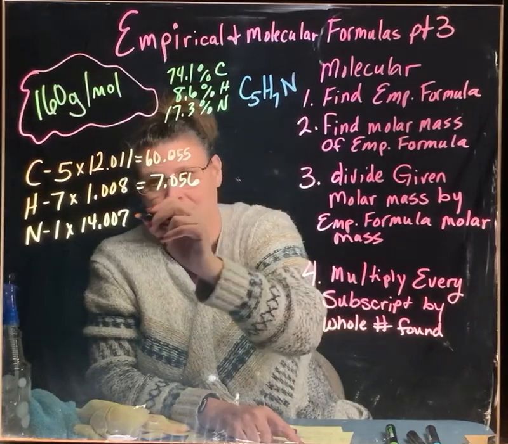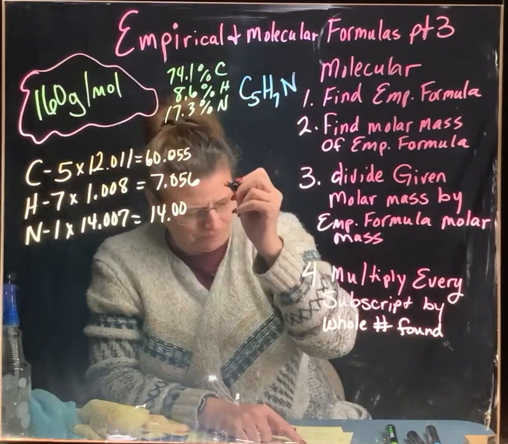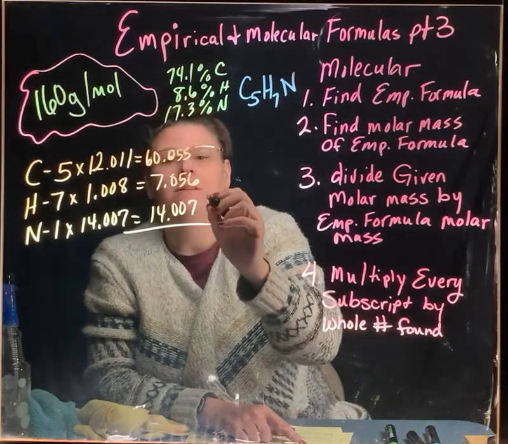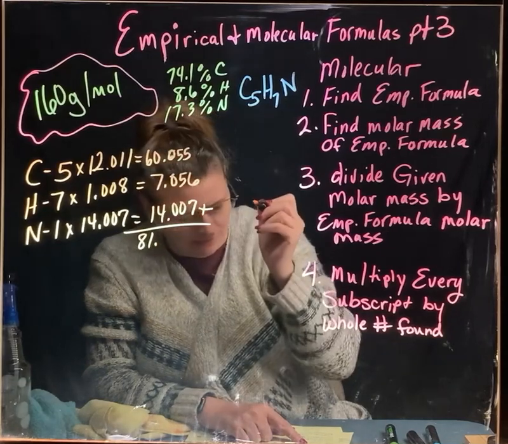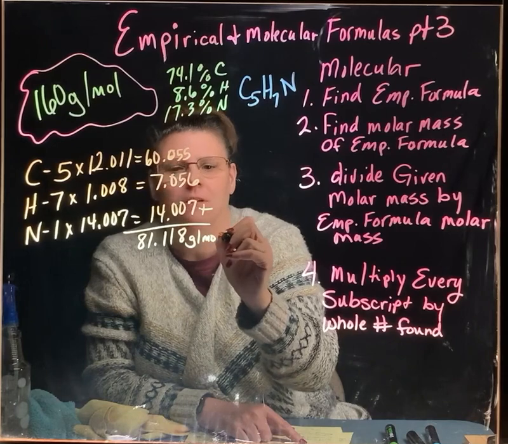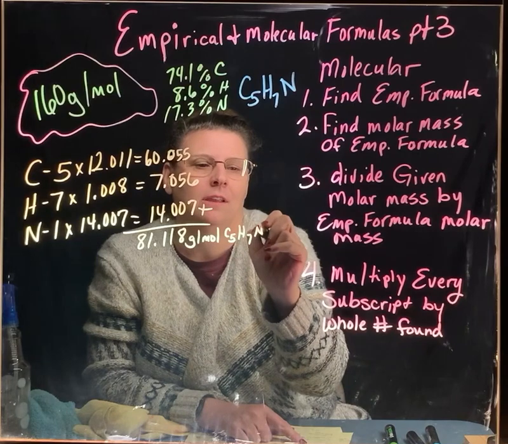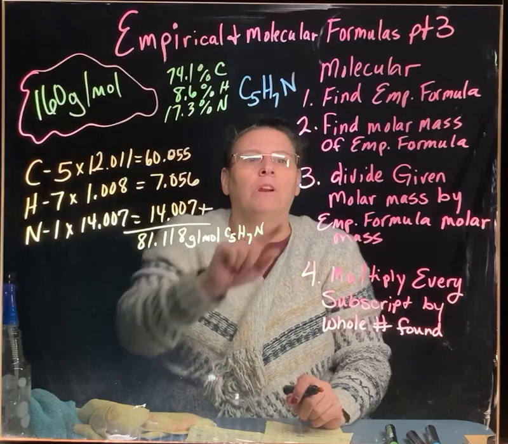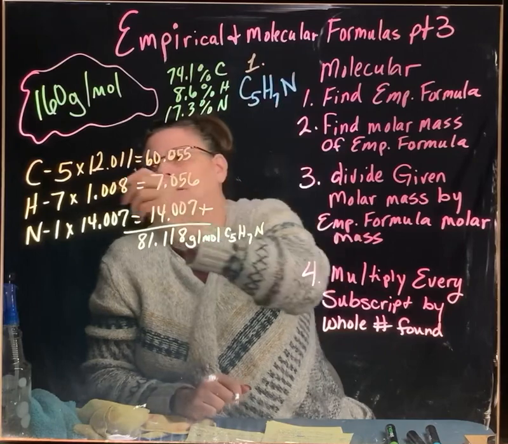77.056, then 14.007. We multiply across the parts, add it down, and you end up getting 81.118 grams per mole of C5H7N. There's your empirical formula molar mass. This was step 1, and this is step 2.